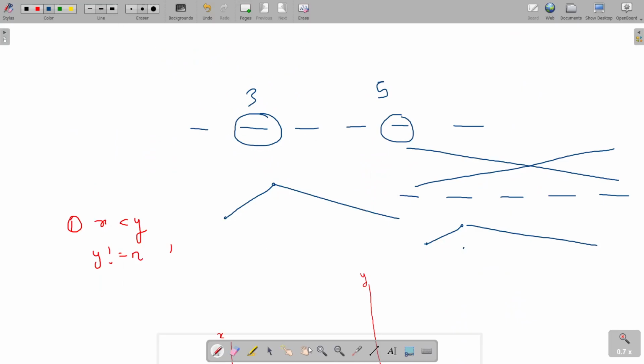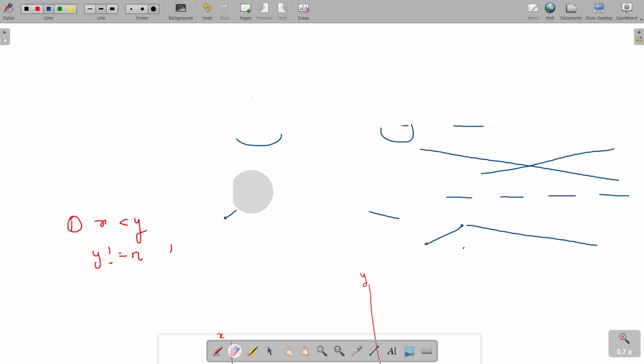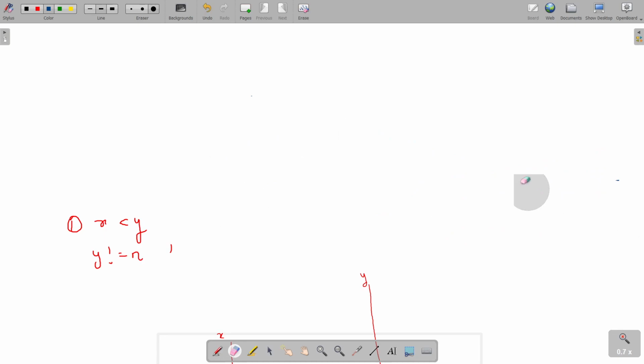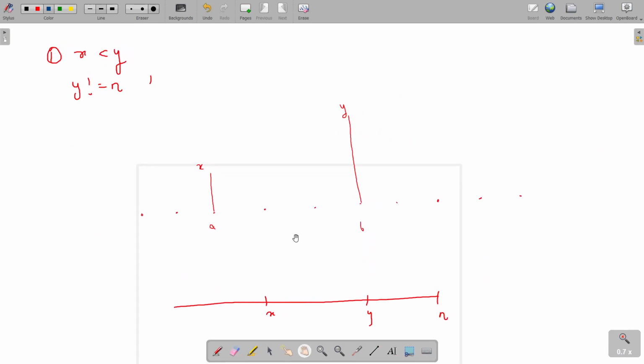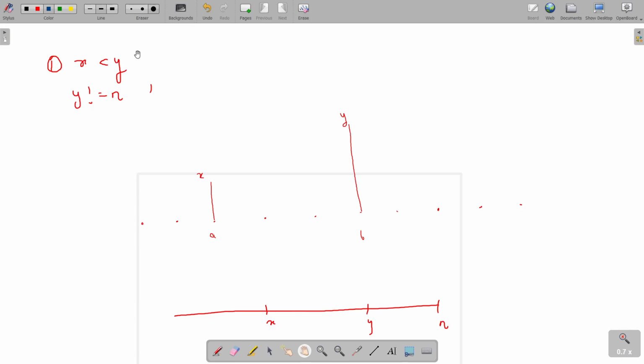Okay, let me erase this. Okay, so for starters, we'll be assuming a few things, and once we get the answer for them, we can modify it to get the answer for other cases. So the first assumption that we are making is x is less than y. X is basically the element at index A and y is the element at index B.